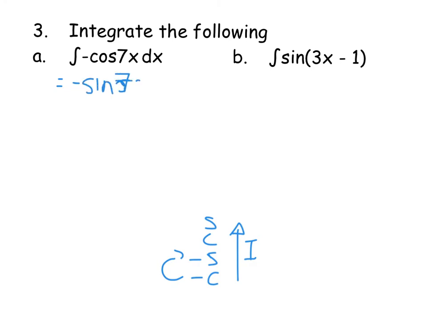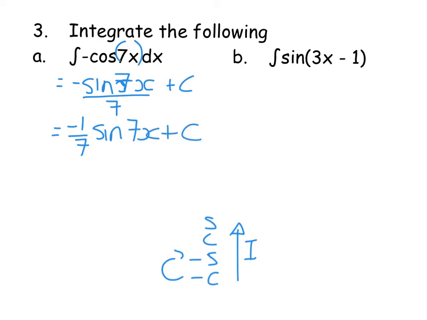Negative sine 7x. But remember, this is a bit like having a bracket around the 7x, so you have to remember to divide by the differentiated bracket. So we have integrated the cos as normal to get minus sine, but then you have to divide by what you get when you differentiate 7x. So you have to divide by 7. Don't forget to add on your c. Now you can either write it like that, or you could write it as 1/7 in front again. It is your personal choice. Okay, so that's that one.